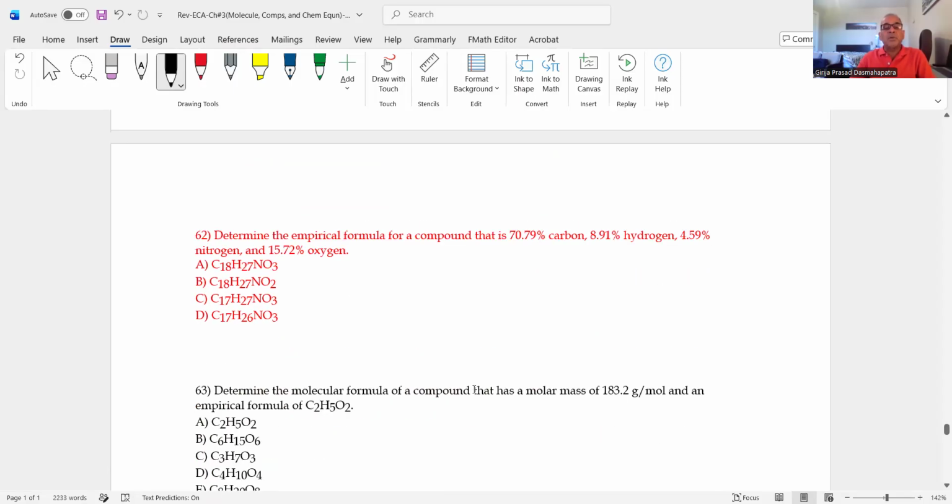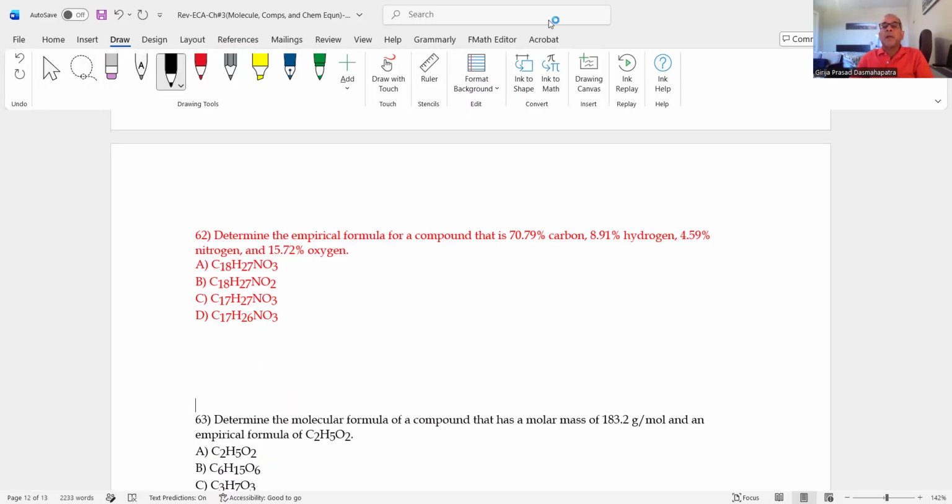So I will do 62. It is a little bit, I will say, a long and complex problem. So I will solve it and then you will go from there. Okay, so we will be showing you how to find out the empirical formula as per question number 62. The very first thing you have to know is that you cannot find out the empirical formula out of nothing. You need some experimental data.